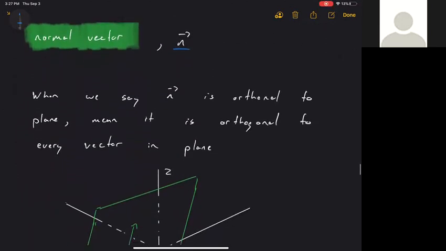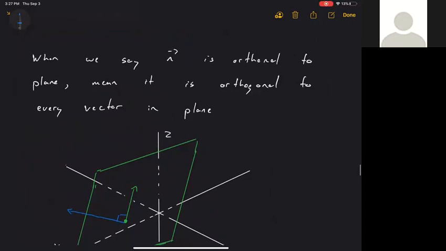Now, when I say this normal vector is orthogonal to the plane, and I've misspelled orthogonal here, I left out some letters.